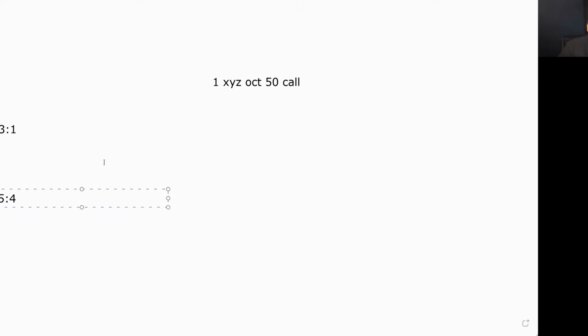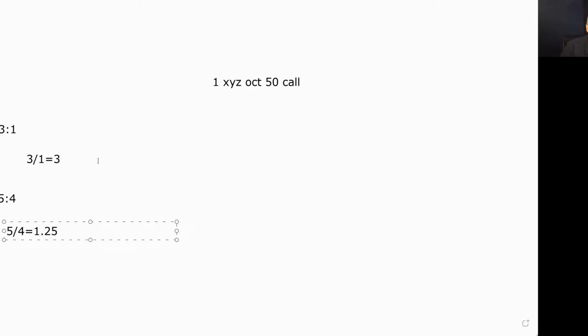5-for-4 split. Anything into 1 is considered an even split. Anything not into 1 is not an even split, okay? So 3-to-1 is an even split. How do I do this? Splits, I always do the first number divided by the second. 3 divided by 1 equals 3. I'll do this one down here. 5 divided by 4 equals 1.25.